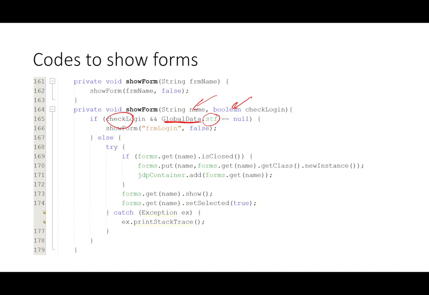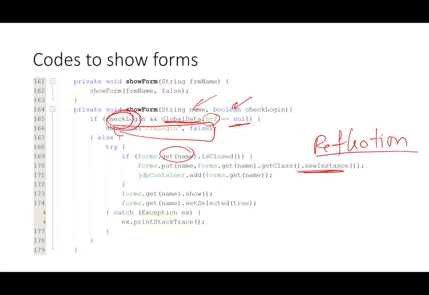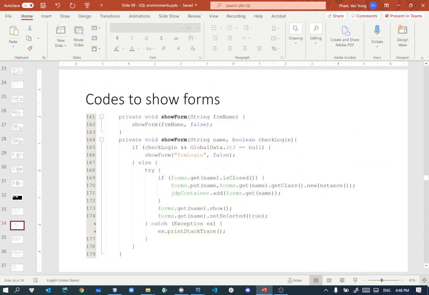So if we do check for login and there is no such user, then we need to show the login form. Otherwise, we're going to get the form there. Then we're going to create a new instance using reflection in Java. If you don't know reflection, search for it. We create a new form and then add it into the container. If it is closed, then you're going to show that form and set that form to be selected.